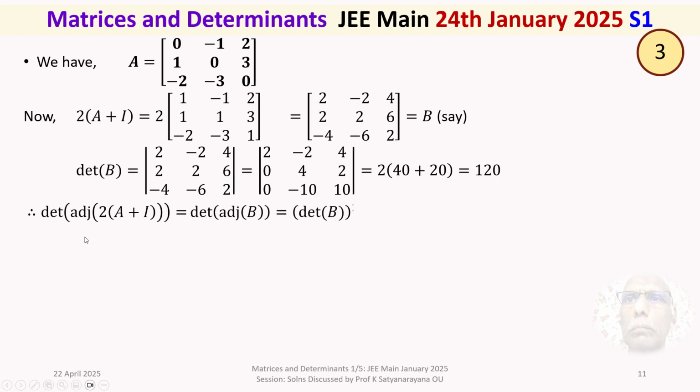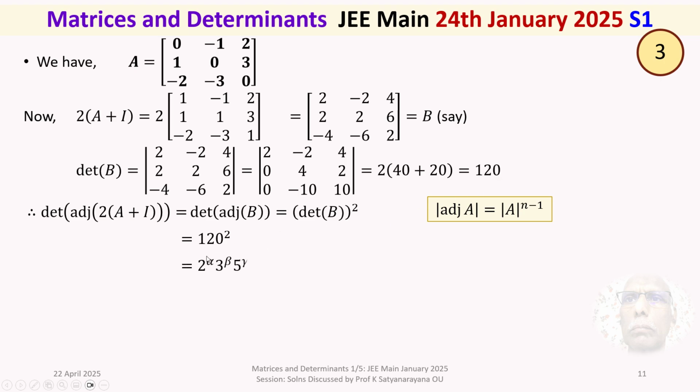Now let's go and work out the problem. Determinant of adjoint of 2 times A plus I, where we have written 2A plus I as B for convenience. Now determinant of adjoint of B will be determinant of B squared. Why? The determinant of adjoint of A is determinant of A to the power of n minus 1. Here n is 3, so 3 minus 1 is 2. So it is 120 squared.